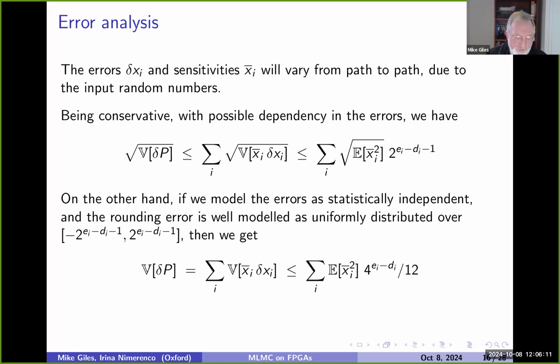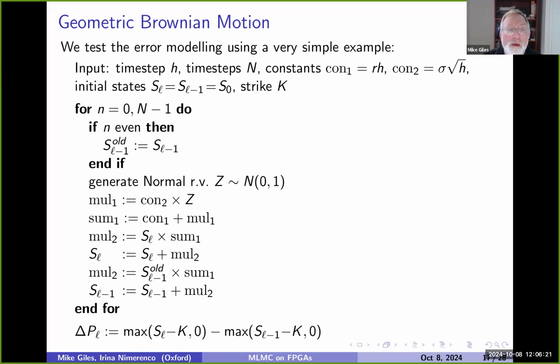Okay, so we have these two models for the error, one very much worst case, the other to some extent best case. So we then go and do a test to see which of them is a more reasonable model. Here we're doing geometric Brownian motion, the simplest possible test case. We're doing the multi-level in time.